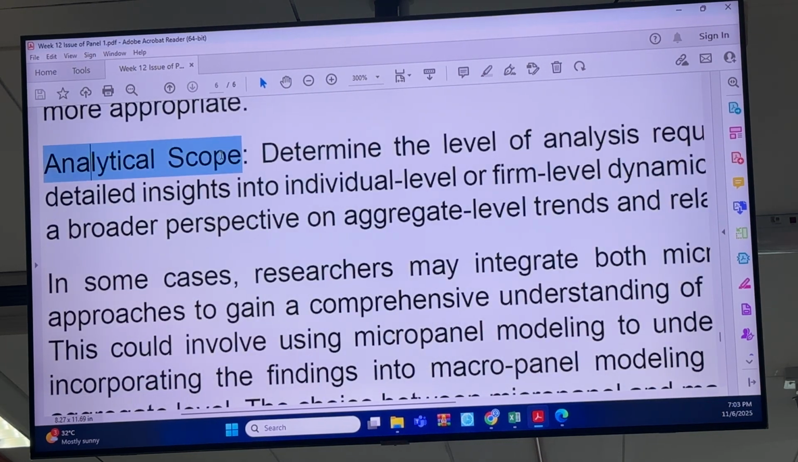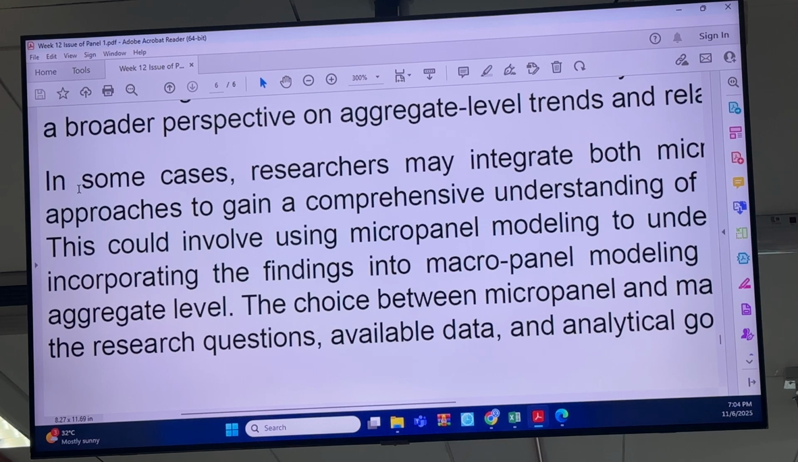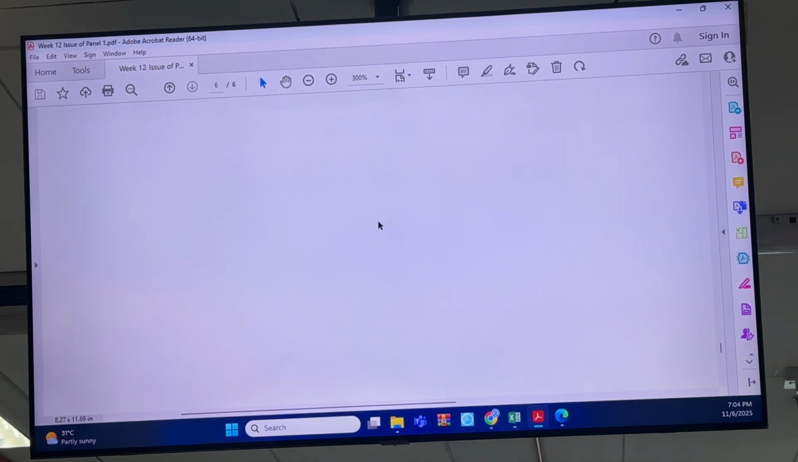And also your scope of analysis, right? So actually, we do not suggest you to combine these two, micro and macro. Either one only. If you focus on macro, then go ahead with macro. Don't combine these two, don't integrate both.